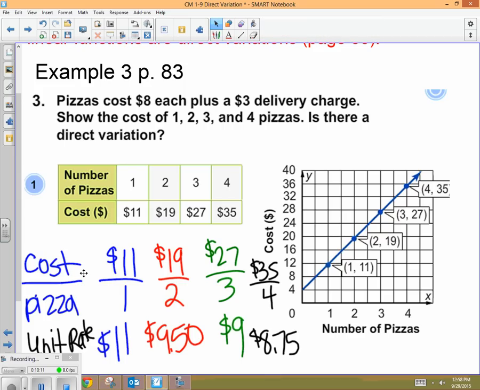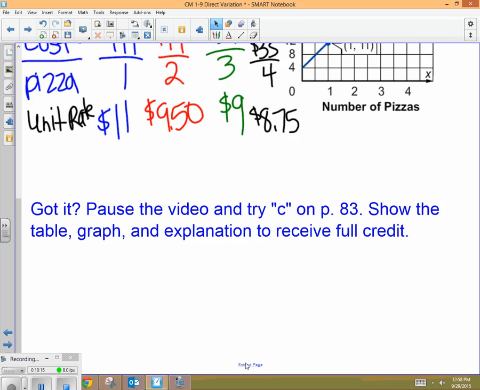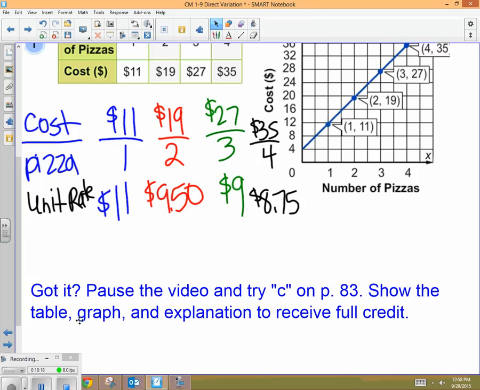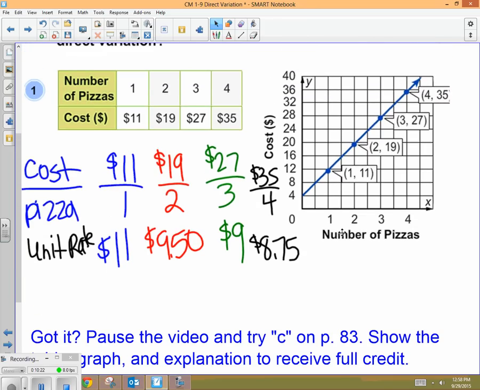I want you to try example C. I want you to pause and show the table, the graph, and be able to explain for full credit. By the way, if you look up here at the graph, you can see it doesn't pass through the origin because of that initial fee for the delivery charge. So automatically, you can look at the graph and see it's not proportional.